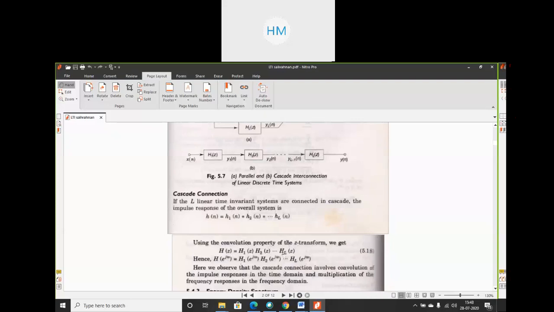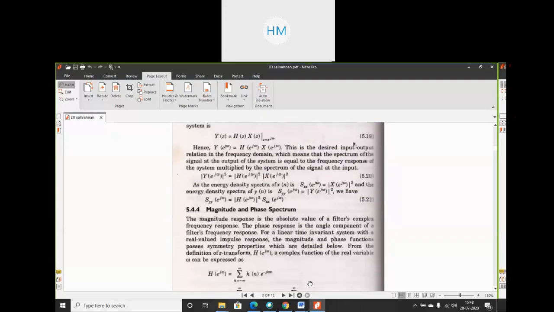So if in a numerical it is asked to find the cascade connection of h of n, what you will do? If you have 3 to 4 systems, first you find their Z transforms, and then all the Z transform outputs you can directly multiply to find a single transfer function. Clear? Cascade connection involves convolution of the impulse response in the time domain and multiplication in the frequency domain. Clear?